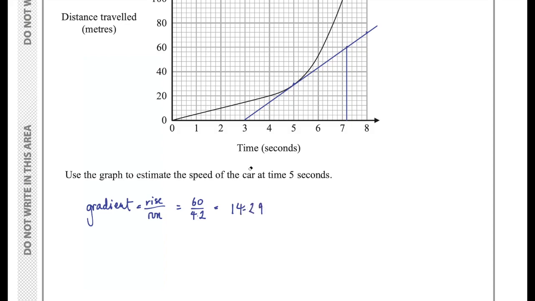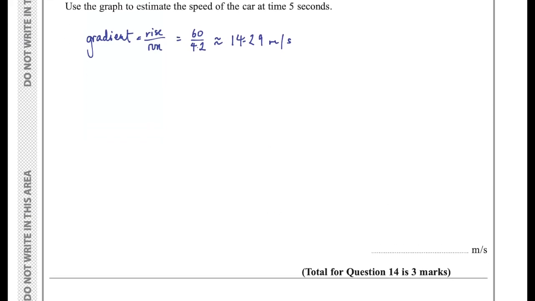14.29, and that's in meters per second, because this distance is measured in meters and the time is measured in seconds. You could probably round this off to 14.3 even, so my final answer there, I would round off to 14.3 meters per second.